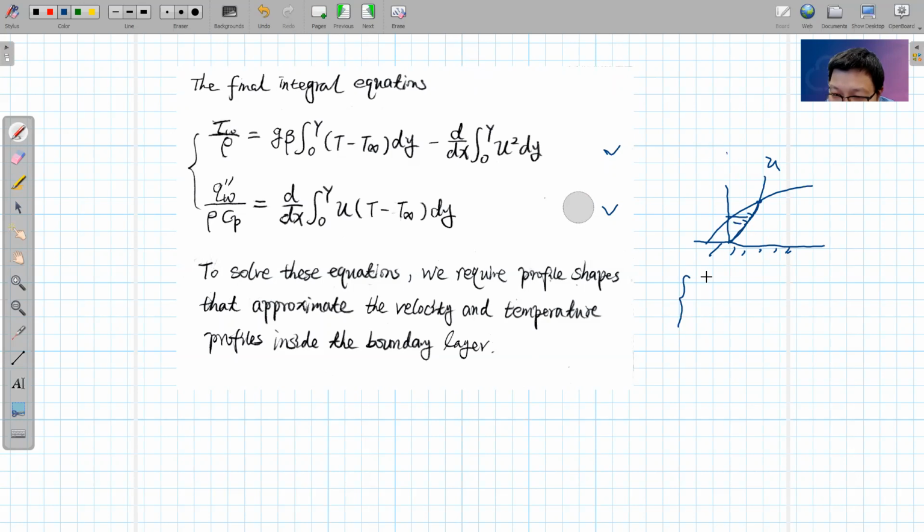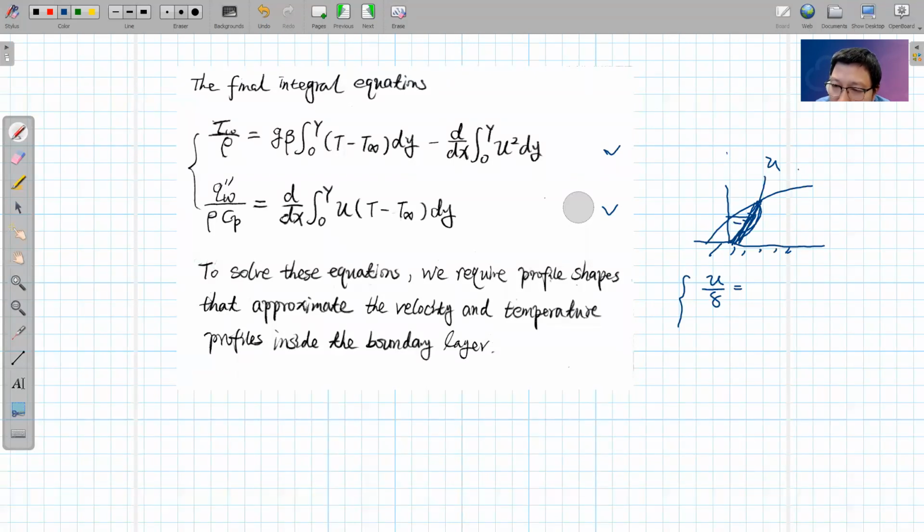Remember that we can just assume u over big U equal to y over delta or something, just assuming this is a straight line. Or we can assume this curve is a cubic polynomial, or we can assume this curve is a sine function. If you read the textbook, you will see we just assume different velocity profiles with some functions.